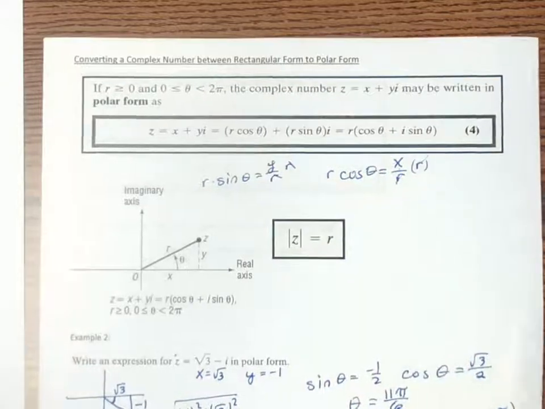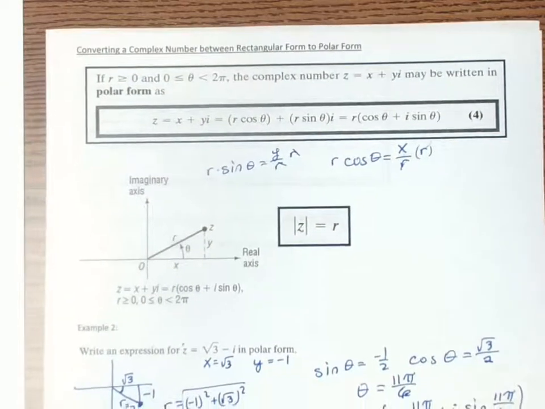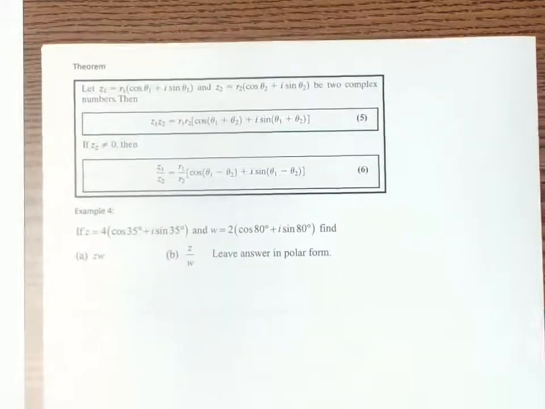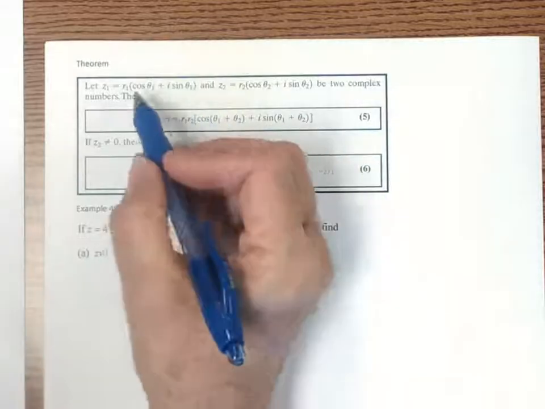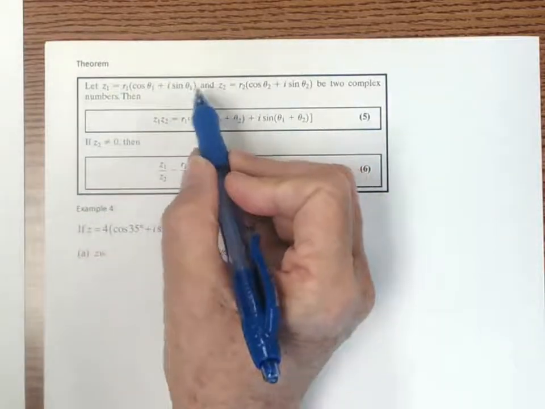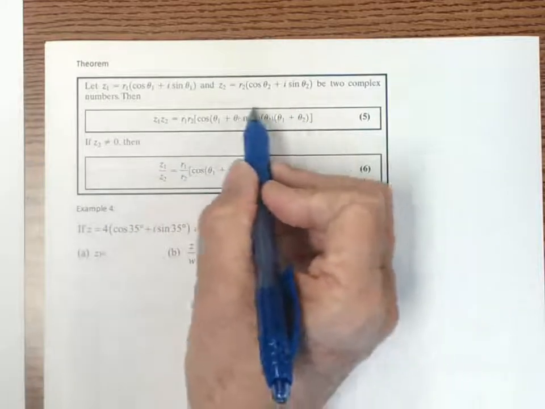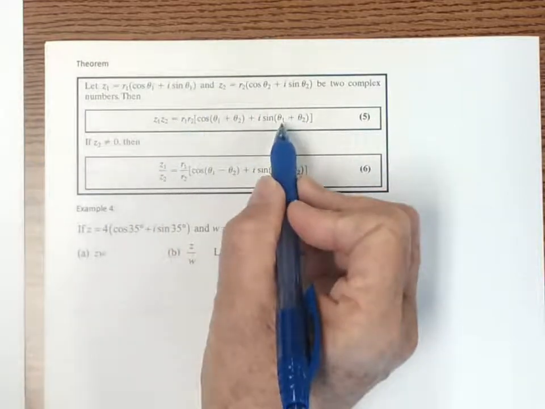So we have some theorems now of how we can combine two different complex numbers. So here we go. So I've got z1 and z2. If I have these two different complex numbers, then if I multiply them together, here's how I can write the answer in polar form.